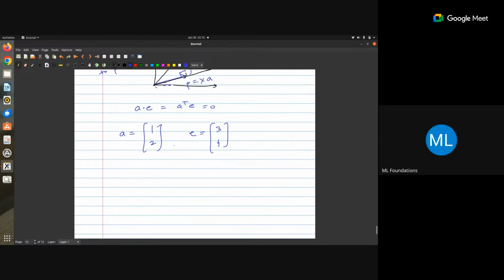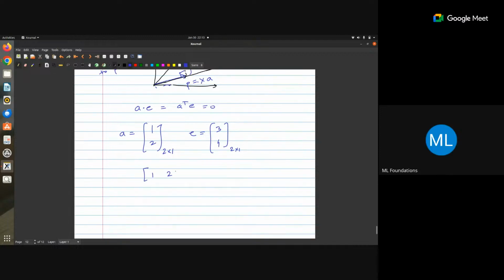The dimensions should be 1 cross 1. What is this? 1 into 3 plus 2 into 4, but these are 2 cross 1 and 2 cross 1. To get a scalar out of this, dimension-wise I should be multiplying a 1 cross 2 with a 2 cross 1, then only I'll get the scalar, right?